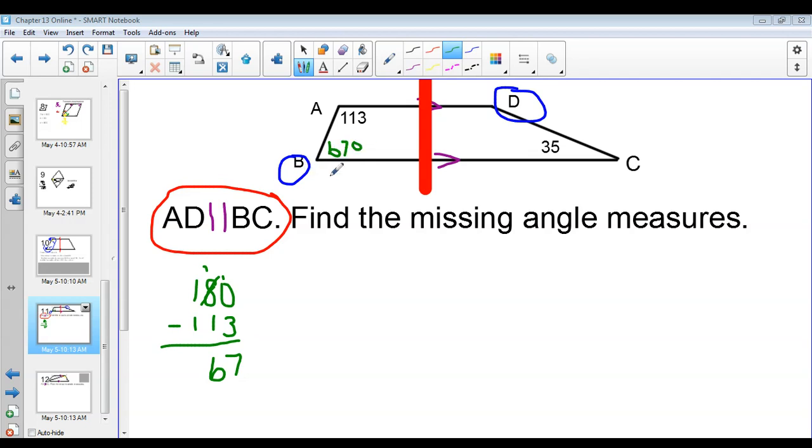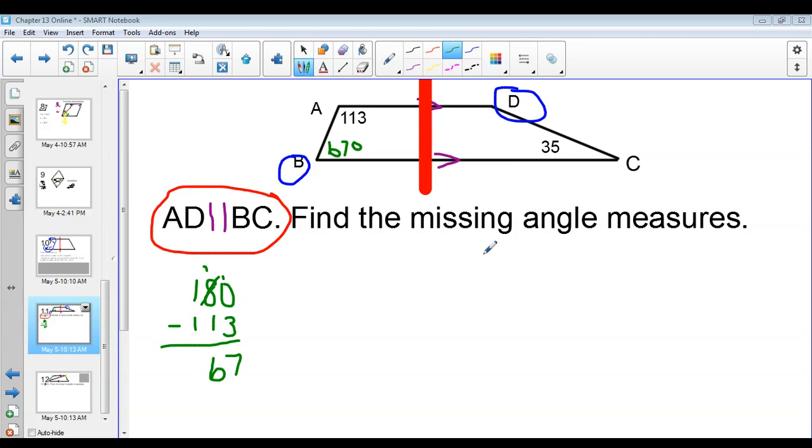Now, I know that angle B is 67. Does that mean angle D is 67? Definitely not. Opposite angles are not congruent in trapezoids. And if we take a look at this, 67, this is an acute angle. Angle D is obtuse. So I have to do some subtraction work again.